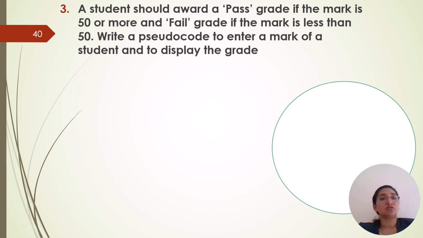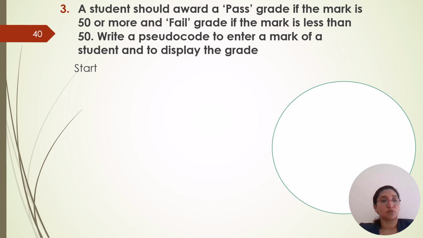A student should be awarded a pass grade if the mark is greater than or equal to 50, and a fail grade if the mark is less than 50. Write a pseudocode to enter a mark of a student and to display the grade.